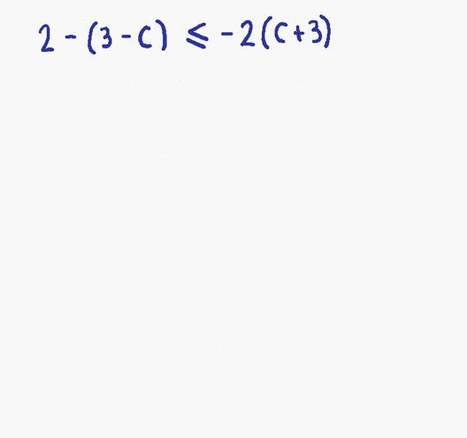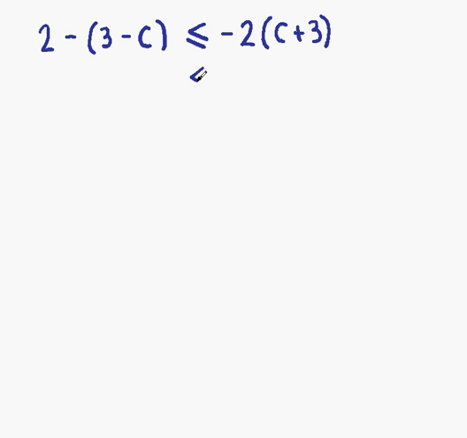This is example number 2. We have 2 minus brackets 3 minus c, close brackets, is less than or equal to minus 2 brackets c plus 3, close brackets. In order to solve for c, we need to first remove our brackets.